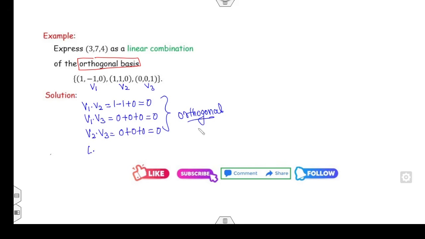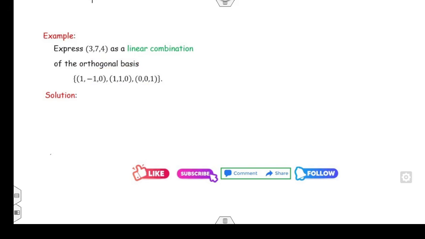So clearly, once they are orthogonal, that means they are linearly independent. Once they are linearly independent, the dimension of this set of vectors is 3, which is the same as the dimension of R^3. So yes, it forms a basis. Therefore, it is an orthogonal basis. Now, what is your target? Your target is to write (3, 7, 4) as a linear combination of the given vectors.